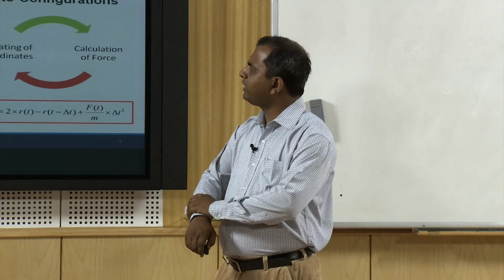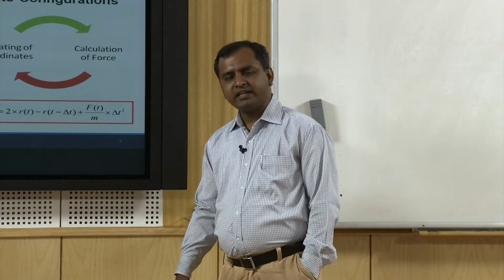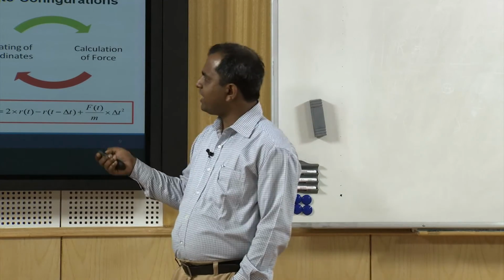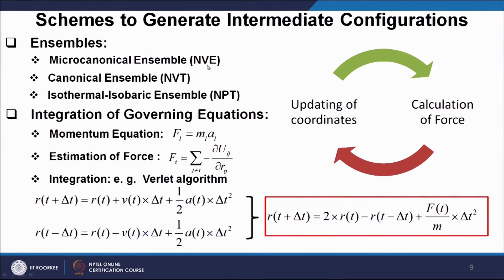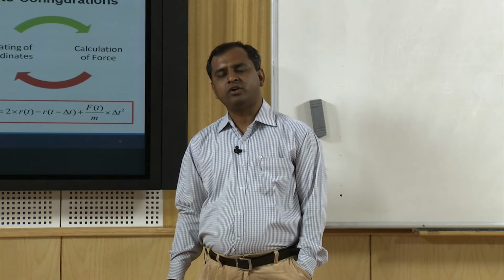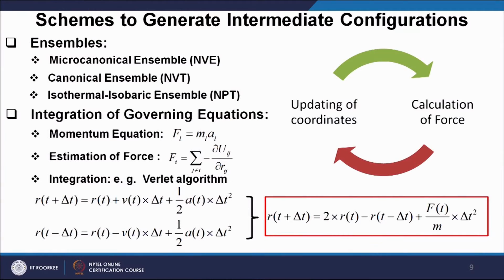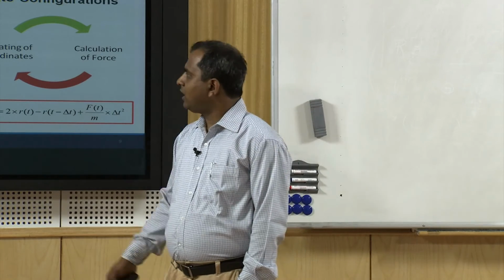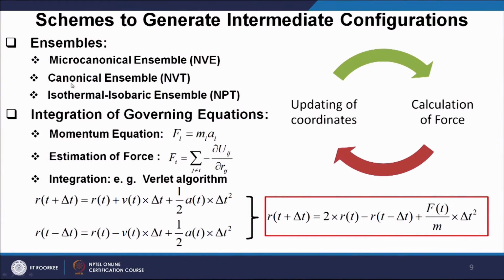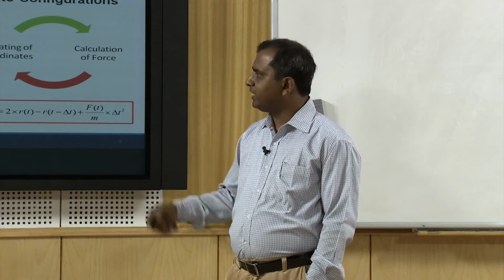Next, let us see what different ensembles and integration methodology we follow. There are various ensemble methodologies, amongst which I have named 3 here. The first one is microcanonical ensemble. In this microcanonical ensemble, the number, volume and energy of the molecules are conserved, okay. Similarly, we have the canonical ensemble, where number, volume and temperature, not energy, are conserved. We have the isothermal isobaric ensemble also, which keeps number, pressure and temperature constant, okay. So, you can choose any of the ensembles.